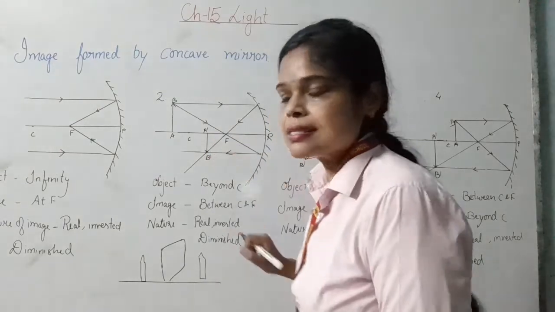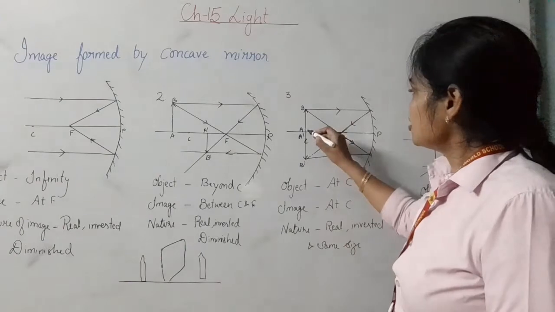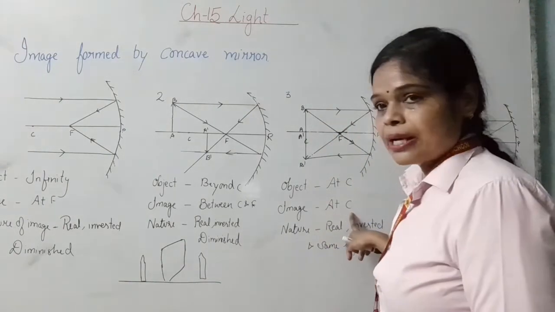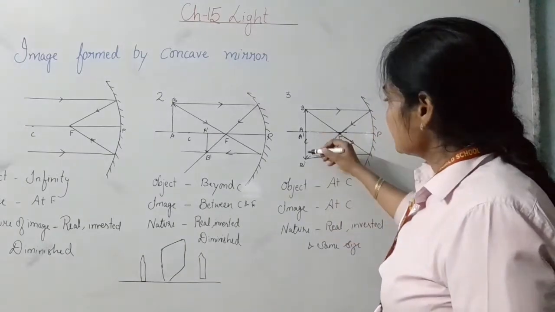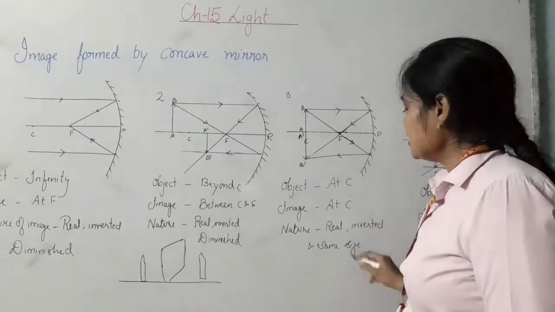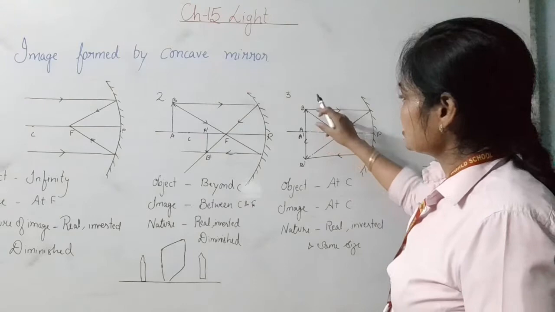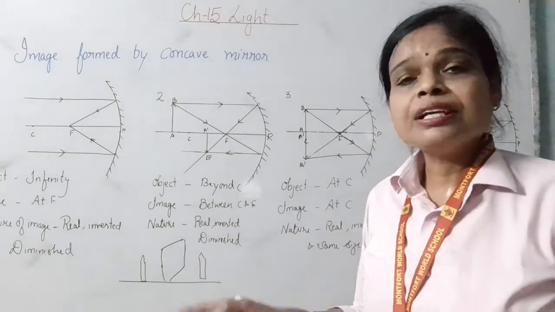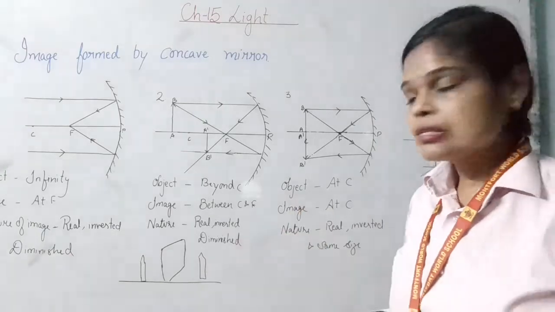It's a small size. Third case, if the object is present at the center of curvature, then the image will always form at the center of curvature. It is real, inverted and of the same size. The object and image are of the same size. They are inverted and they are real images. Real image, the image which is formed on the screen.